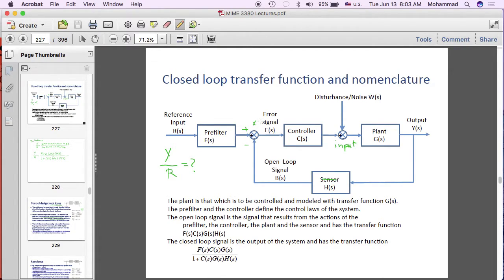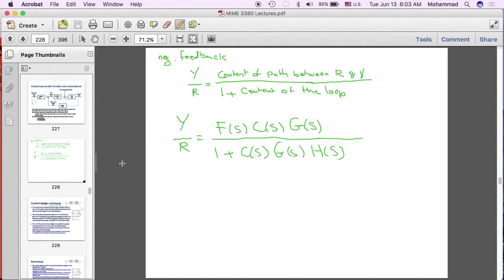Because we have a negative feedback, the denominator of the overall transfer function would have a 1 plus. And after plus, we have everything that is included in the feedback loop. So we start from the summation sign and end at the summation sign, and all the blocks will get multiplied by each other after the plus sign. That was one of the major concepts that we discussed.